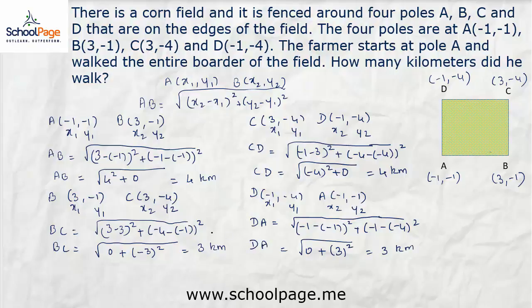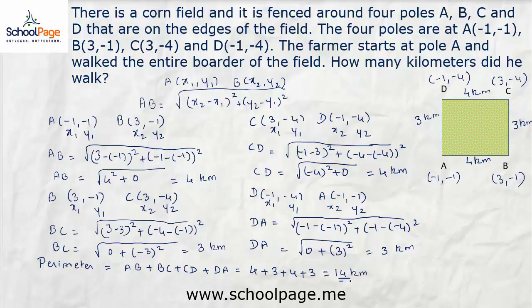Hence we have found the distance AB as 4 kilometers, BC is 3 kilometers, CD as 4 kilometers and DA as 3 kilometers. Since the farmer walked the entire border of the field, we have to calculate the perimeter. The perimeter of the field is equal to AB plus BC plus CD plus DA, which is equal to 4 plus 3 plus 4 plus 3, which is equal to 14 kilometers. Hence we have found that the farmer walked 14 kilometers around the field.